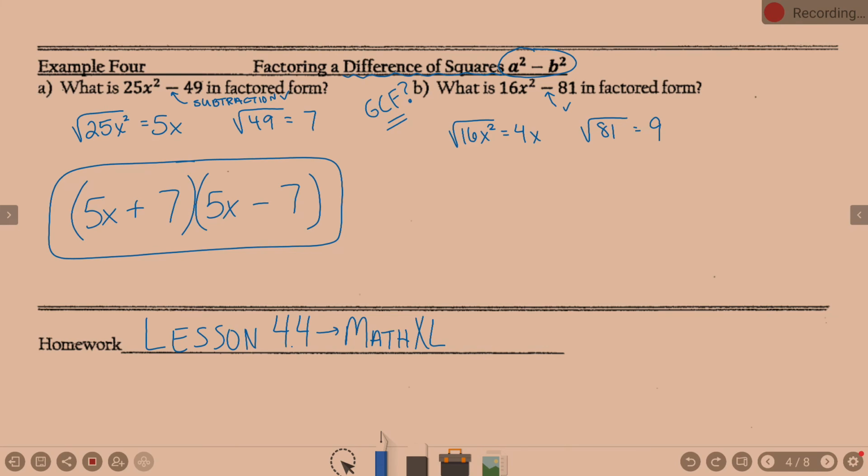If this is a plus sign, it doesn't work. All bets are off, okay? Do you know how to write your answer? Yeah. Two parentheses. Square root of 16x squared is 4x. That goes in the front of each parenthesis. Square root of 81 is 9. That goes in the back of each parenthesis. Plus and minus, because positive 9 times negative 9 is how I would multiply to get negative 81.